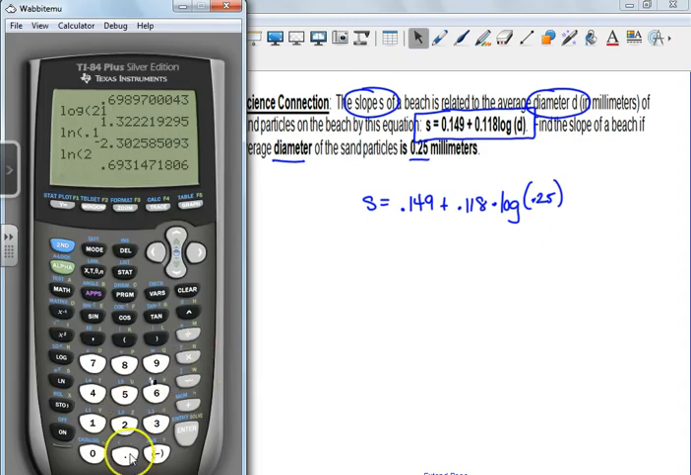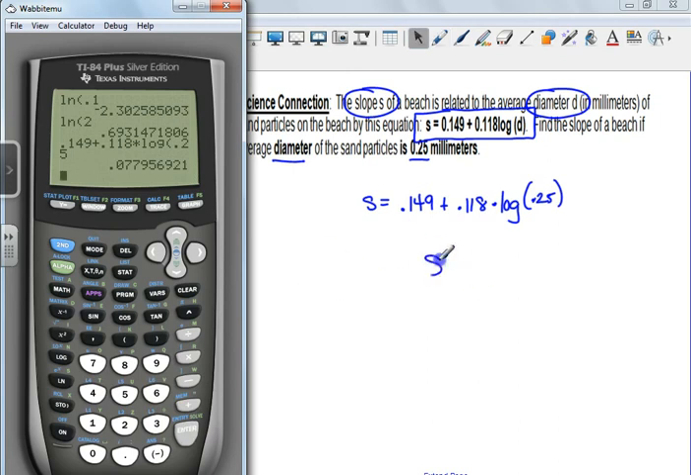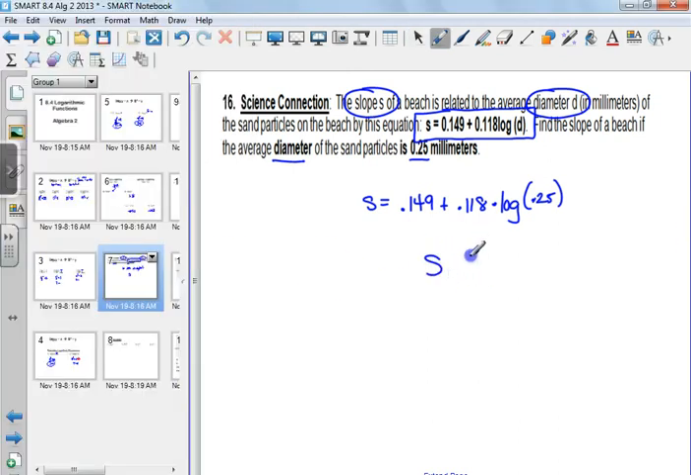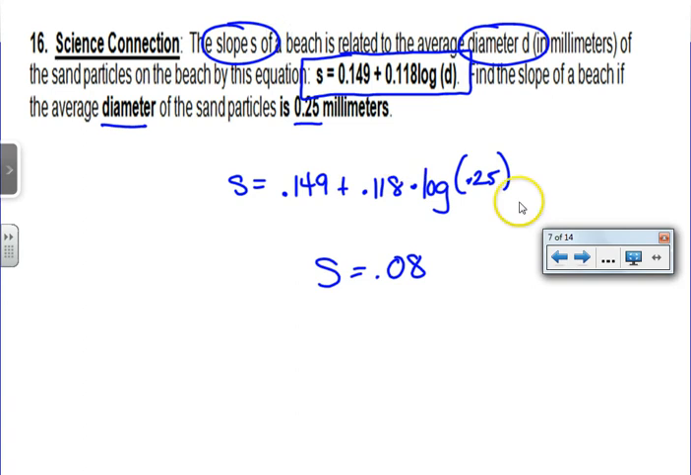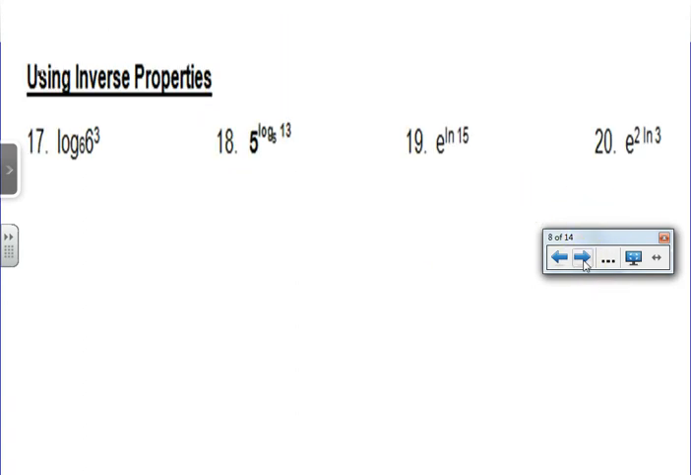So I'm going to grab the calculator and just type very carefully 0.149 plus 0.118 times the common log of 0.25. And it's roughly 0.08. Now, again, I don't live on a beach, so I don't really know what this means, but I imagine if you are like a hotel beachfront property, they have some standards, and if the slope of your beach is too steep, it's possible that they'd have to close the beach down.